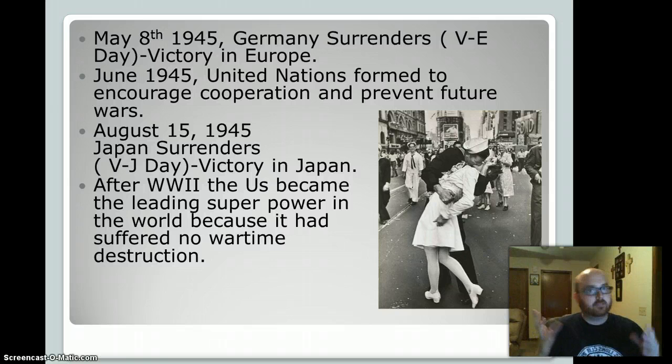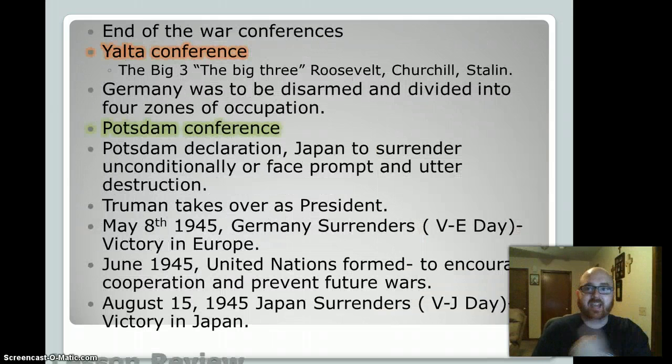Alright, Russia comes up as well, the USSR, and we have what's called the Cold War, the USSR versus the United States. That is for the next unit, though. So World War II is over. 1945, U.S. wins, the Allies win, save the day.